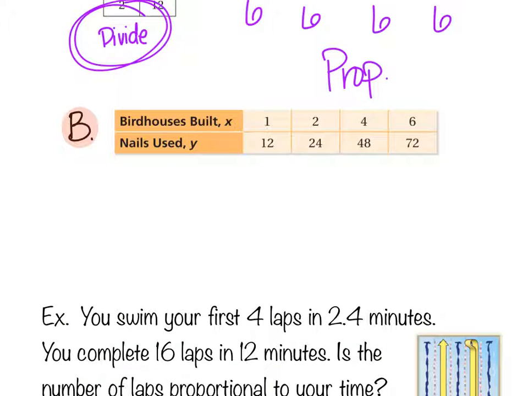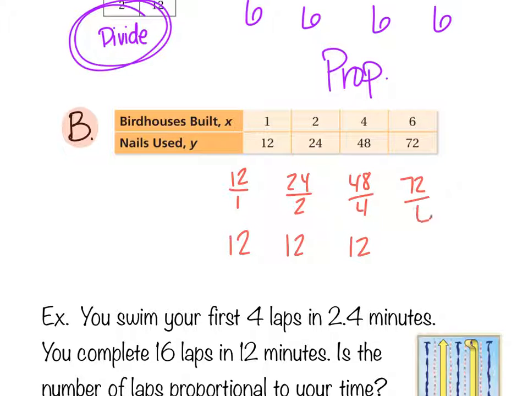In example B, we can do y divided by x. So that's 12 divided by 1, which is 12. 24 divided by 2, which is also 12. 48 divided by 4, which is 12. And 72 divided by 6, which is also 12. So they're all the same again. So I know that this chart of ratios is also proportional.